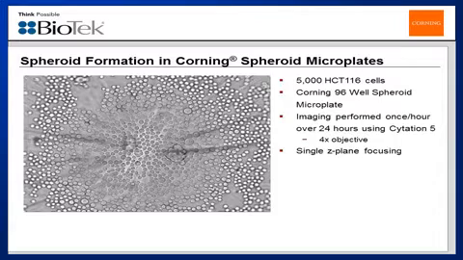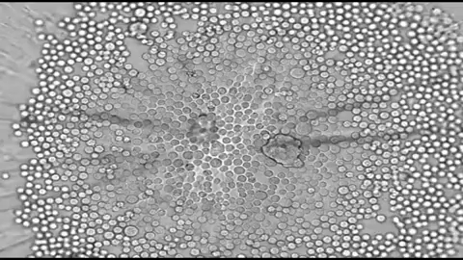This slide and then the video that I'm going to show next demonstrates how spheroid formation can easily be tracked in the wells of the spheroid microplate using the Cytation 5. This is an example where 5,000 HCT116 cells were added to one of the wells of the spheroid microplate that I just mentioned, and then imaging was performed once per hour over 24 hours using the Cytation 5 with a 4x objective. And here I'll start the video.